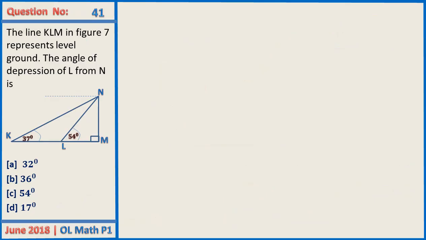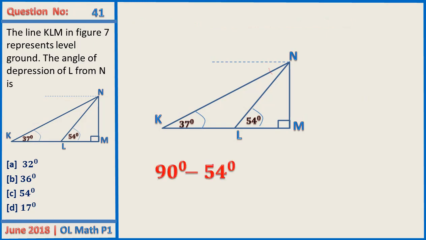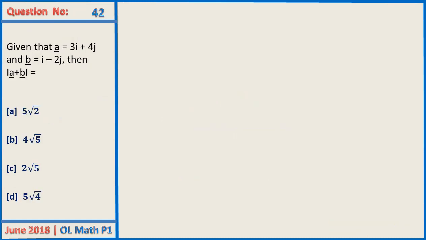Question 41, the line KLM in figure 7 represents ground. The angle of depression of L from N is, this angle is measured from the horizontal at N. That is, the angle of depression is measured from the horizontal. So this is the angle representing the angle of depression. And it is equal to 90 minus 54 degrees. And that gives us 36 degrees. That is the angle of depression. So we have B.